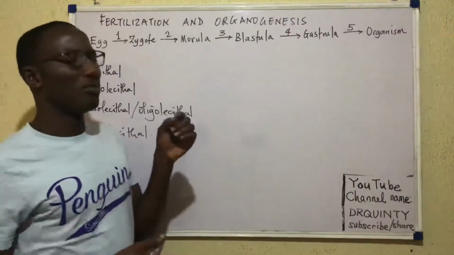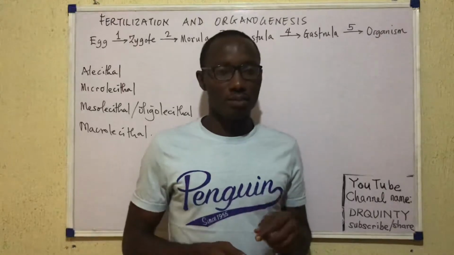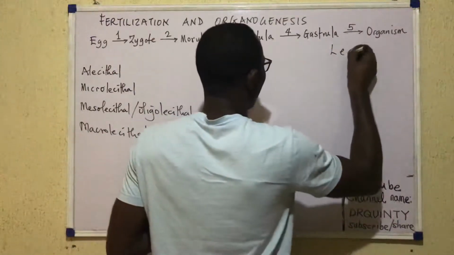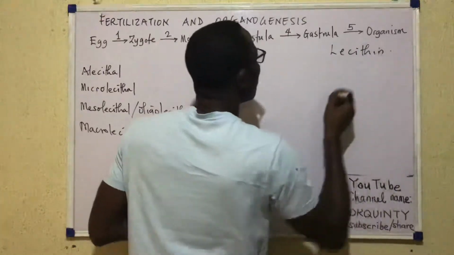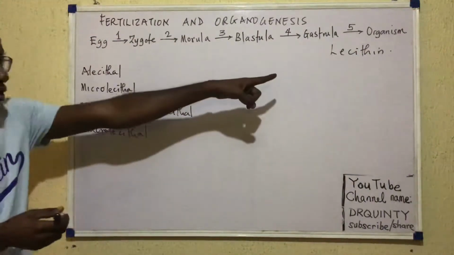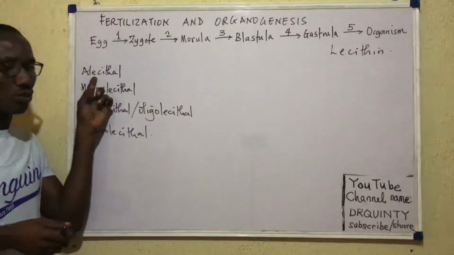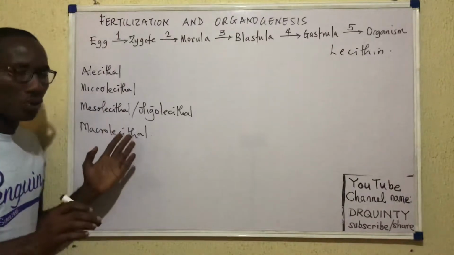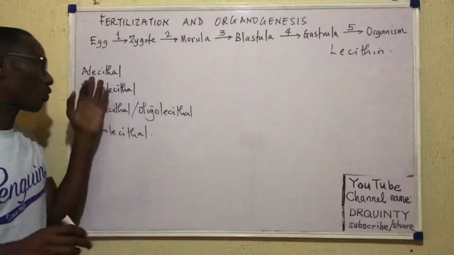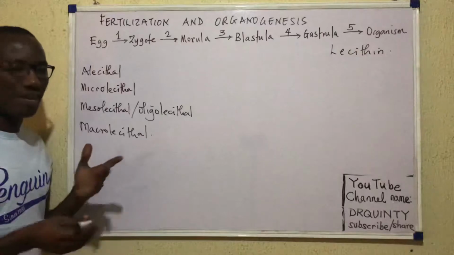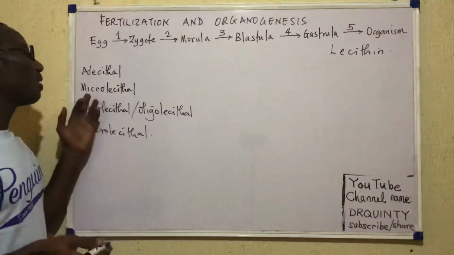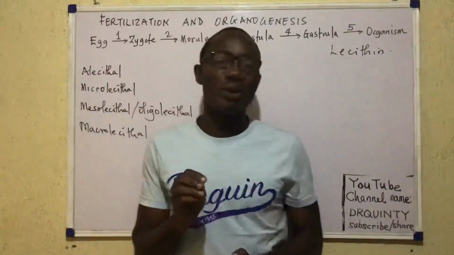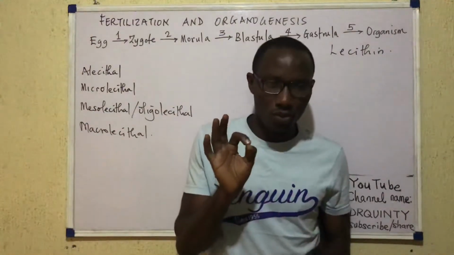Lecital comes from lecithin. There's that substance within the yolk that is called lecithin. So I'll write that here, L-E-C-I-T-H-I-N. So based on lecithin being in the yolk, lecital has to do with yolk, describes the yolk. So alecital, no yolk. So some cells actually do not have yolk, like extremely scanty yolk. Then microlecital. A cell is said to be microlecital when it has a small amount of yolk.